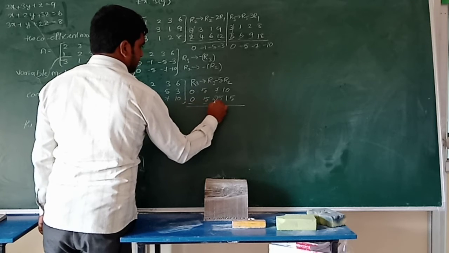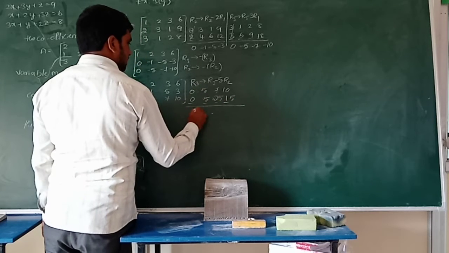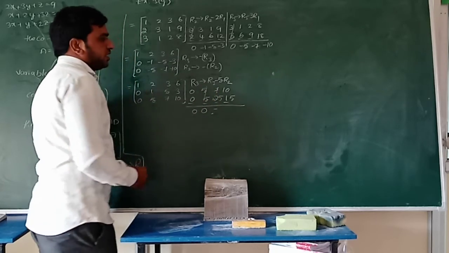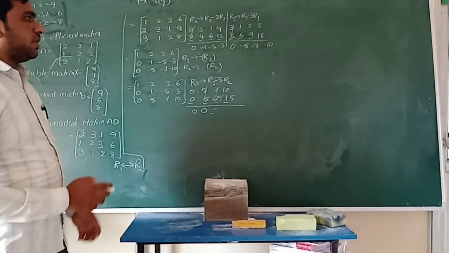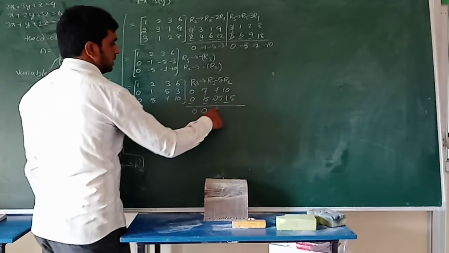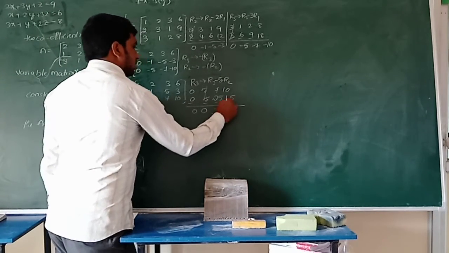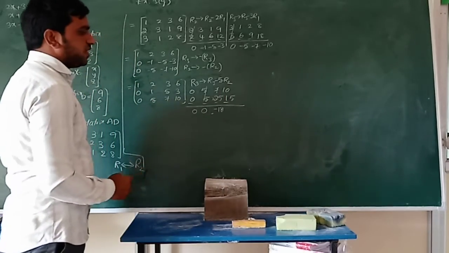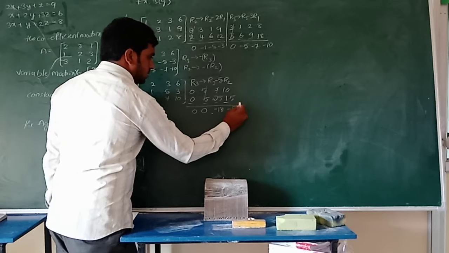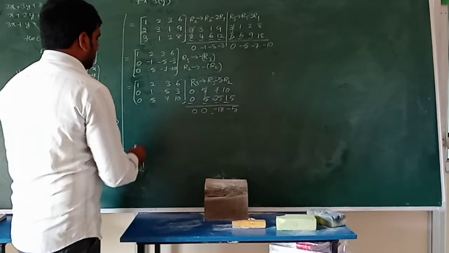This is minus. Now this is 0. This is also 0. Now 25 minus 25 plus 7, minus 25 plus 7, that is minus 18. Now minus 15 plus 10, that is minus 5. That is minus 5.